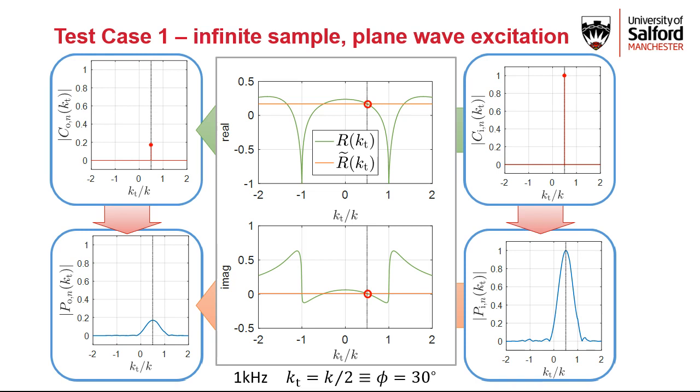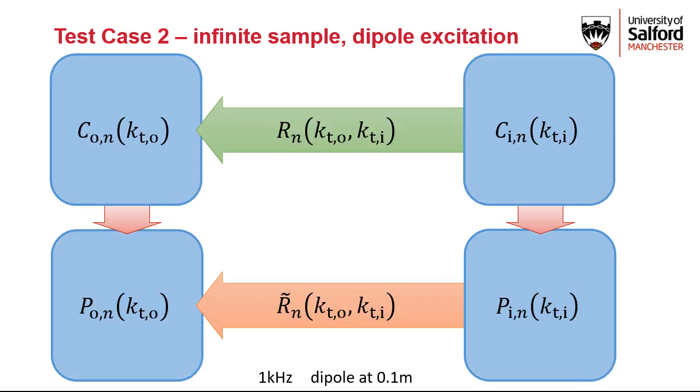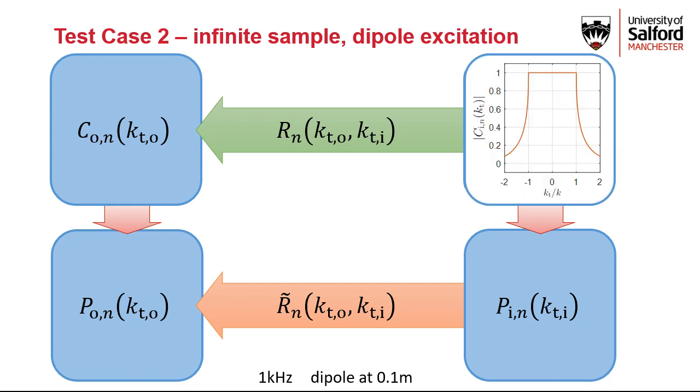So let's try and do something more realistic where you might put lots of different waves in at once. And here I'm going to switch to dipole excitation. So this is a dipole 0.1 meters away, which is again chosen to match Tamura. And the incoming spectrum of that now has lots of wavelength components. It's got equal energy up until the wave tangential frequency, and then it kind of cuts off into the evanescent region.